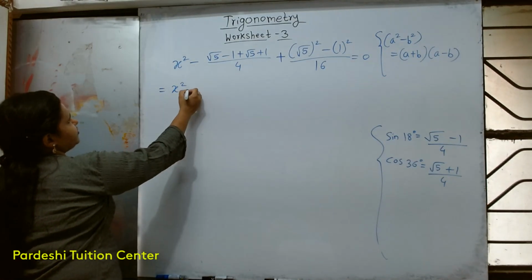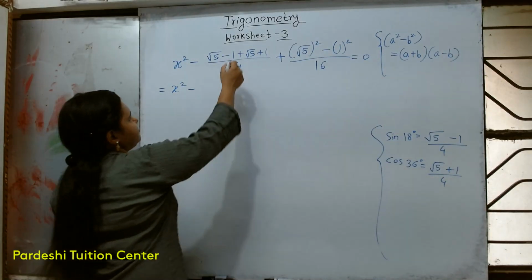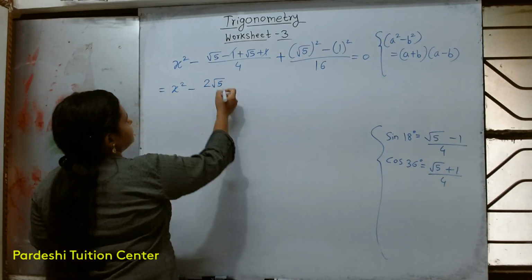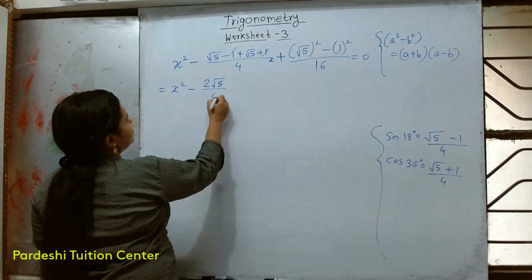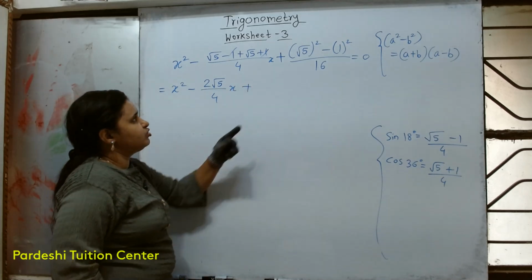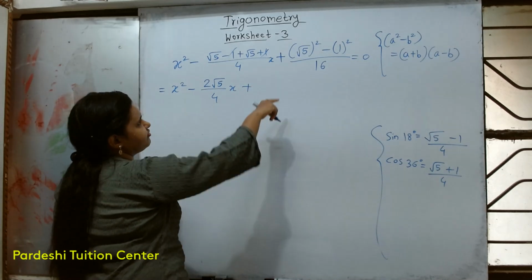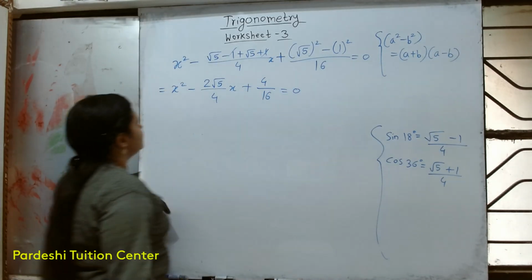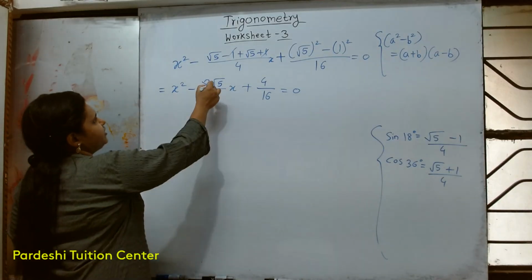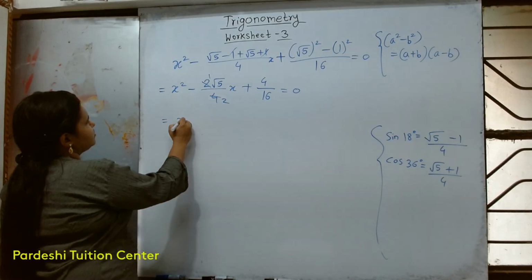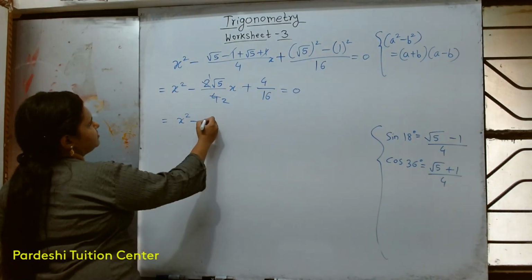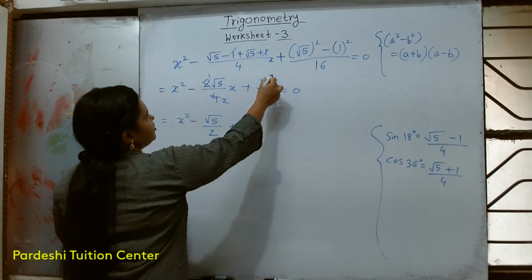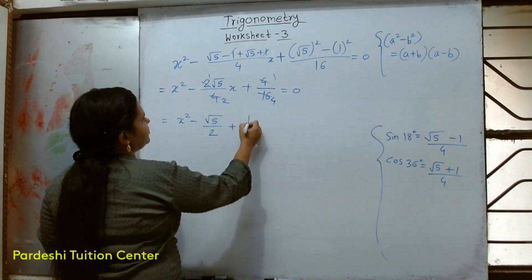Now again by solving, x square minus, here minus 1 plus 1 will get cancelled, and root 5 plus root 5 is 2 root 5, so 2 root 5 upon 4 into x, plus, now root 5 square is 5, 5 minus 1 is 4, so it will be 4 upon 16 equals 0. Now 2 and 4 can be divided by 2, so it will be x square minus root 5 upon 2 x plus, if I divide by 4 in numerator and denominator, 4 ones are 4, 4 fours are 16, so plus 1 by 4, equals 0.